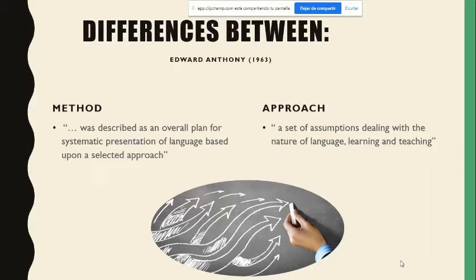I understood that approach is what you are going to teach. That is, what aspect of the language you will focus on, for example, vocabulary, grammar, etc., and this is more general. Whereas method is the way you are going to teach language, what materials you are going to use, how you are going to work, etc. This is more specific.